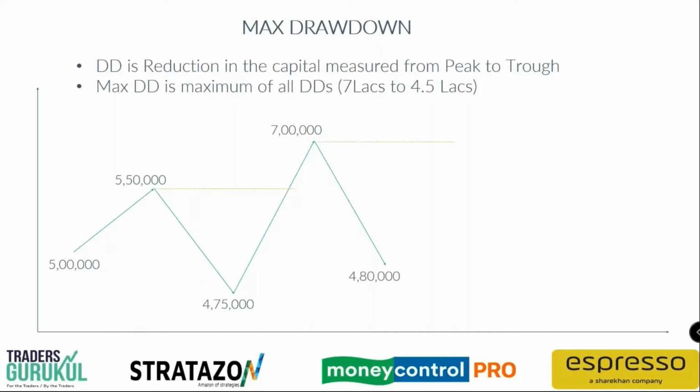Suppose after a few months, you again incur some losses and your capital becomes 4,80,000. So the difference between this peak and this trough, that is 4,80,000, will be your new drawdown. Now suppose you earn some profit and your capital becomes 5,30,000. So this is not a new peak. We are still in the drawdown from 7 lakh to 4,80,000. Now suppose you lost your capital again and your capital is now 4,50,000. Now your new drawdown will be 7 lakhs minus 4,50,000.